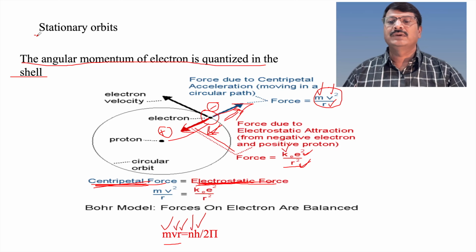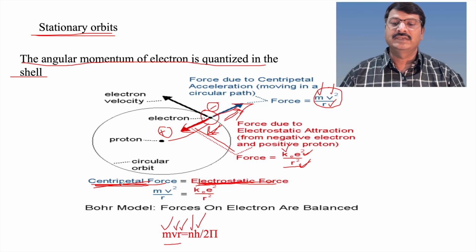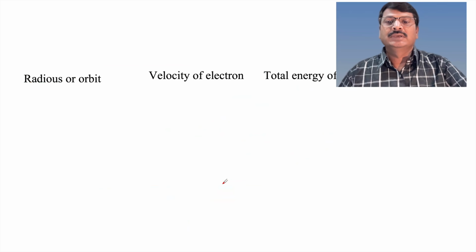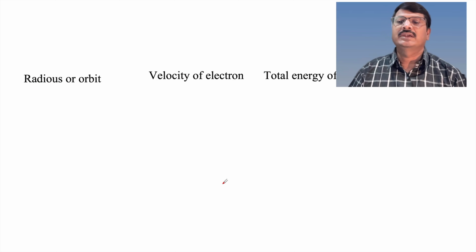So what you are understanding here, these orbits are called stationary orbits. As long as the electron is revolving in the orbit, there is no change in the energy because the centripetal and centrifugal forces, both are equal.